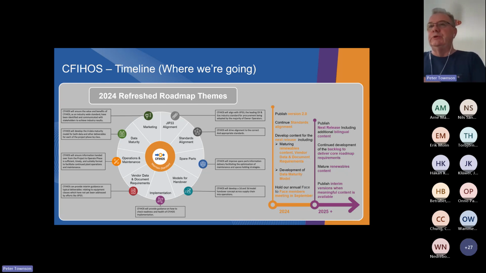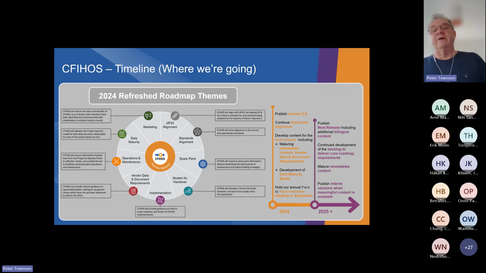We're starting to look at the next release because obviously once you've done one, you want to move on to the next one. And we're looking at maturing some of the content in terms of renewables and obviously looking at the vendor and data and document requirements. We're starting to develop the data maturity model. And what we mean by that data maturity model is that obviously if you've got a class and you've got a series of properties against that class, you don't necessarily need all of those at every single project phase or every single handover event. So we're looking at developing out that data maturity model.